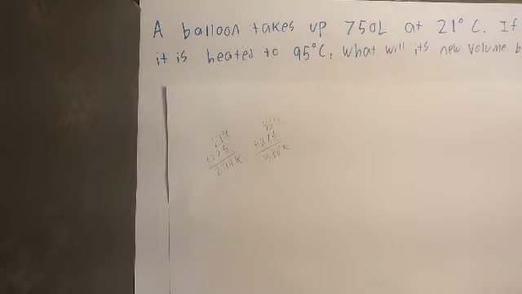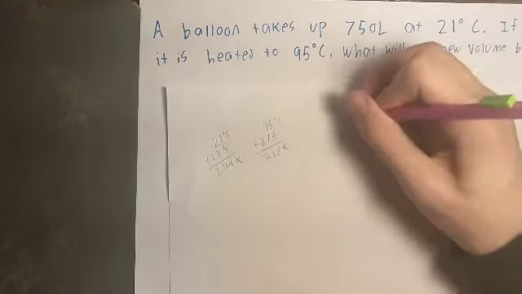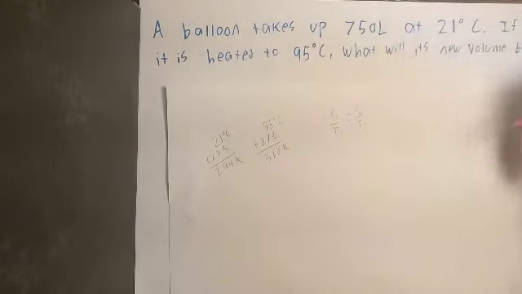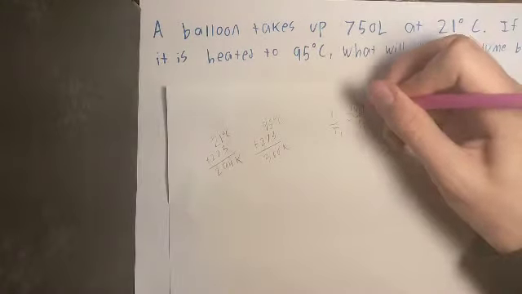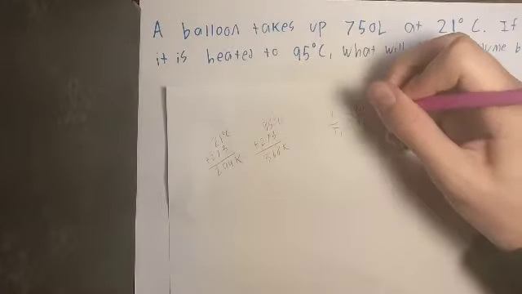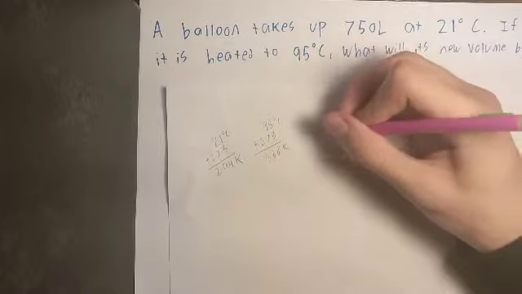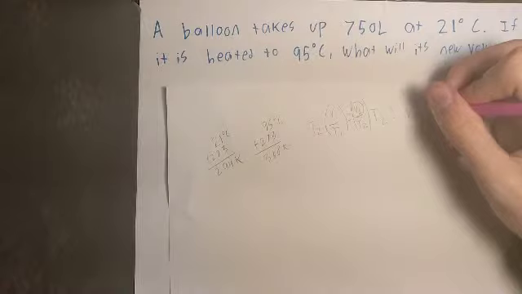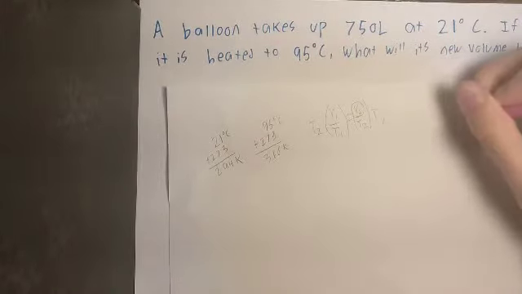Then we look at Charles's law and we see V1 over T1 equals V2 over T2. And since we want the new volume, we want to isolate V2. That's going to be our answer. And we do that by multiplying each side by T2. So then our equation is going to look like V1 times T2 over T1 equals V2.